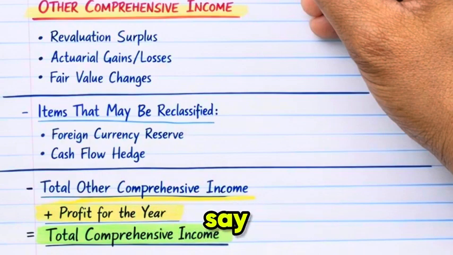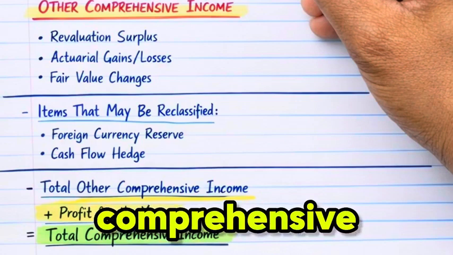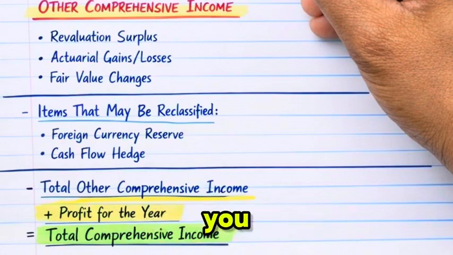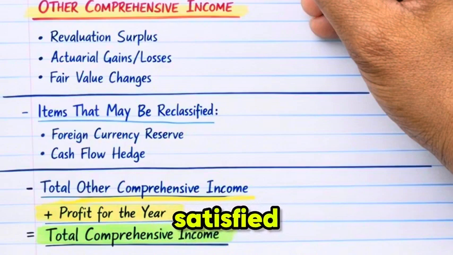Profit for the year is also called profit after tax. So profit for the year plus total other comprehensive income will give us what we call total comprehensive income. So you see total other comprehensive income, that is total OCI, plus the profit for the year. When you add them, you now have total comprehensive income. At this point, we can say that you have satisfied the format for the statement of profit or loss and other comprehensive income, which is also called simply the income statement.